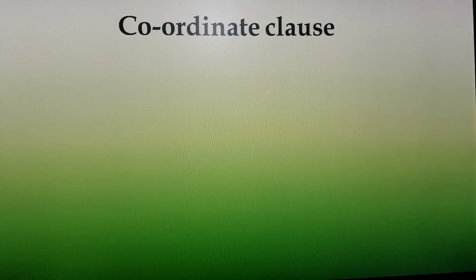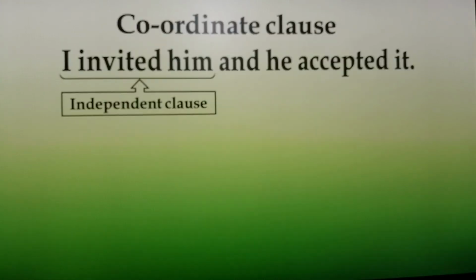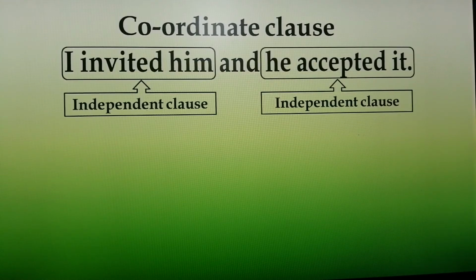Students, now we will discuss coordinate clause. I invited him and he accepted it. Look, I invited him. It's an independent clause. He accepted it. It's also an independent clause. So what is a coordinate clause?